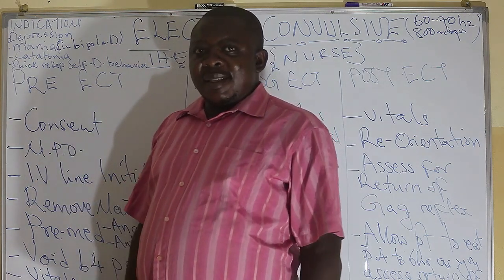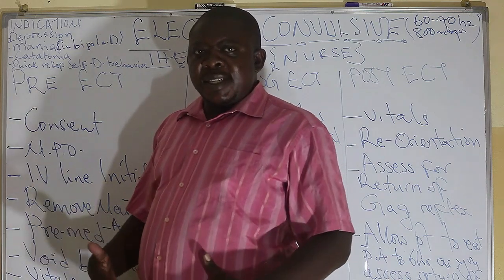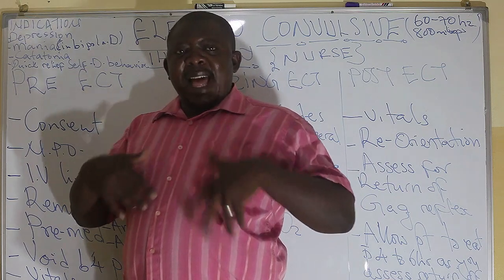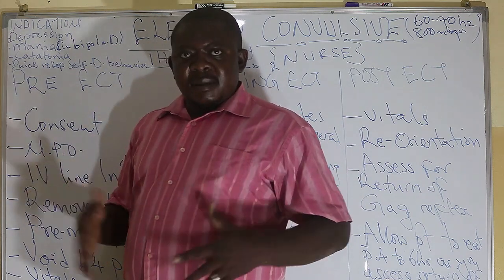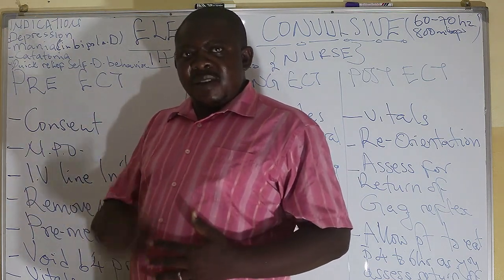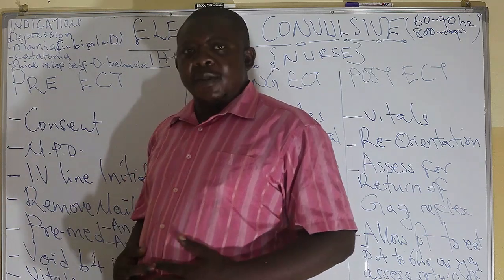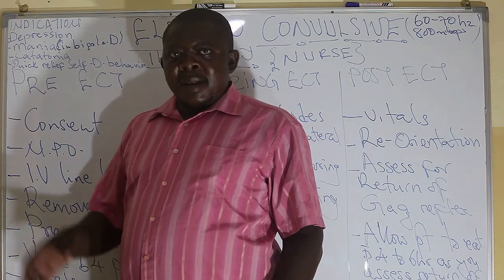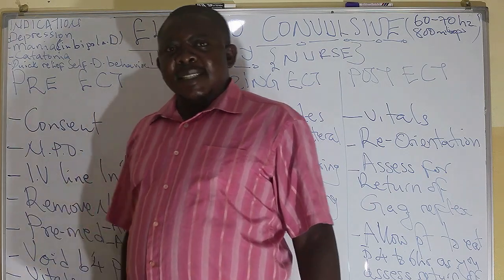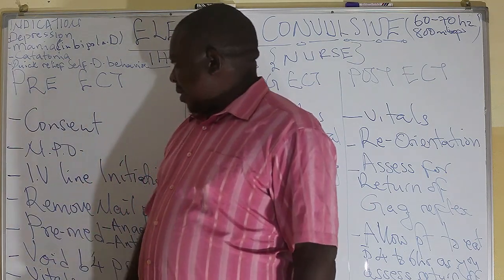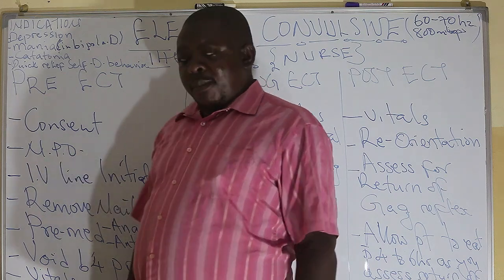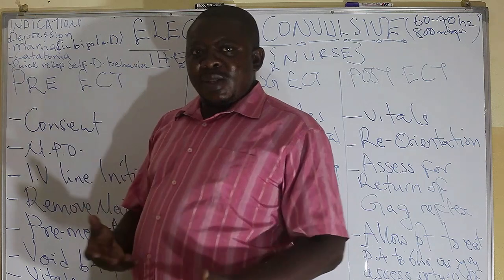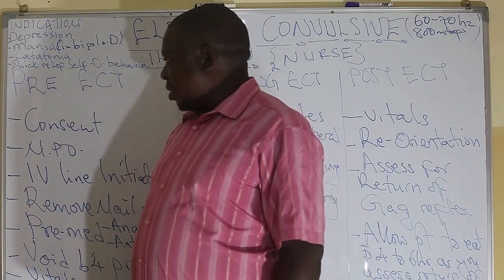The reason is that the administration of electroconvulsive therapy, in as much as it affects the brain, also affects other systems. It may bring about reduced peristalsis, and the patient may be constipated. It affects the hormones and a lot of systems, apart from helping to normalize brain chemical transmitters. So patients need to be nil per oral. We don't want the patient to vomit during the procedure.